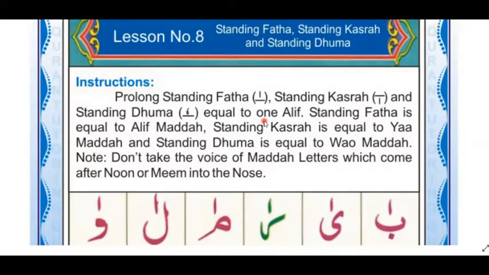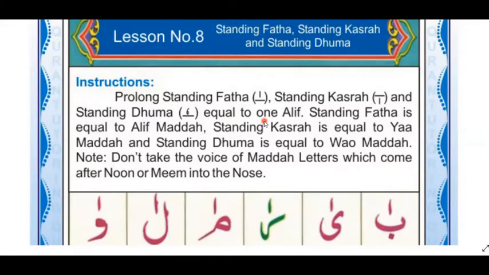So if we add alif with the sound of fatha, that will be the sound of the standing fatha too. But the difference is that the standing fatha does the same sound by its own, while the other option is two things: the fatha sound along with the alif, which will prolong the fatha sound. So here, simply we can say that the standing fatha is equal to alif madda, I mean, prolonging the fatha sound.